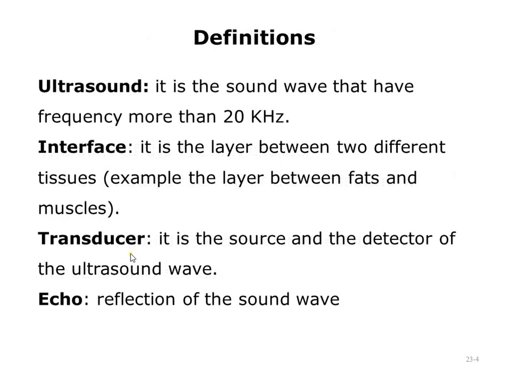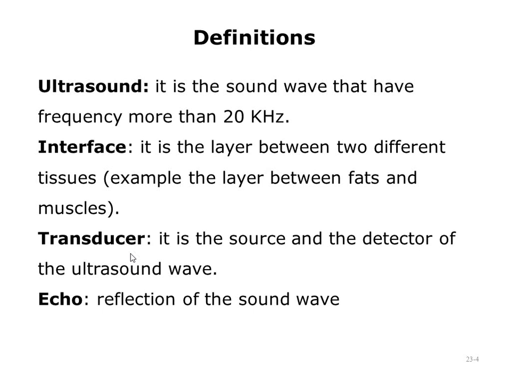But first, let's go through some definitions of this chapter before discussing the chapter itself. Ultrasound. It is a sound wave that has frequencies more than 20 kilohertz. As we know, the human ear can hear frequencies in the range of 16 hertz up to 20,000 hertz. Therefore, the sound that has frequencies more than 20,000 hertz is considered ultrasound.